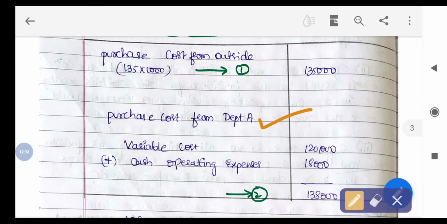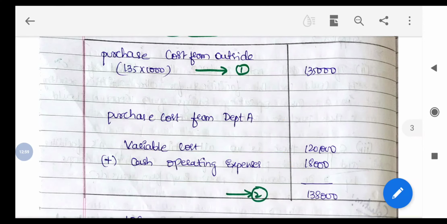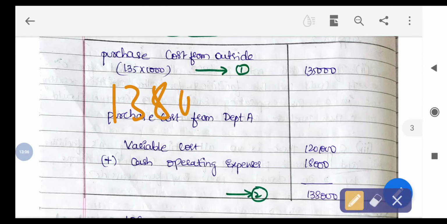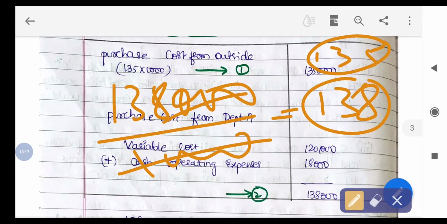So they are telling that division A, in addition to the variable cost, will also charge this expense. If division C is willing to purchase from division A, they have to pay the variable cost, and they also have to pay for the other activities, that is 18,000. So the total cost will become 1,38,000. 1,38,000 divided by 1000, that is 138 rupees per unit they have to pay. But division C is getting it at 135. Which one will you choose? Division C will obviously choose 135 rather than 138.